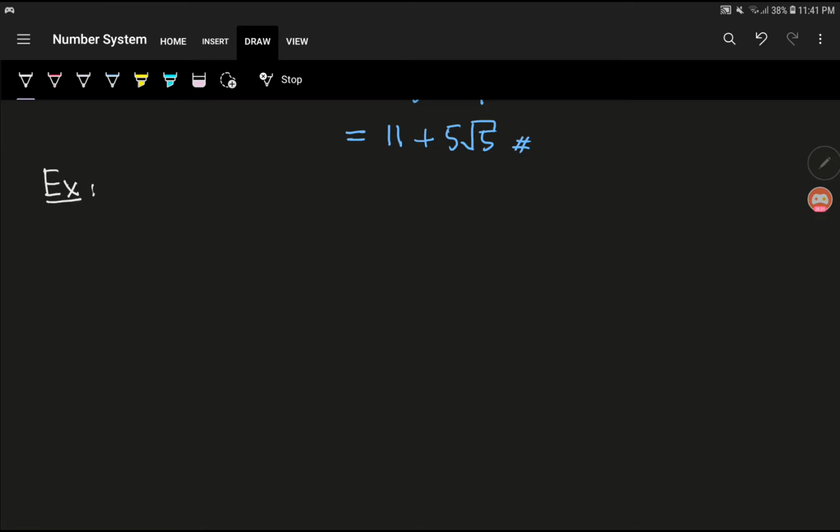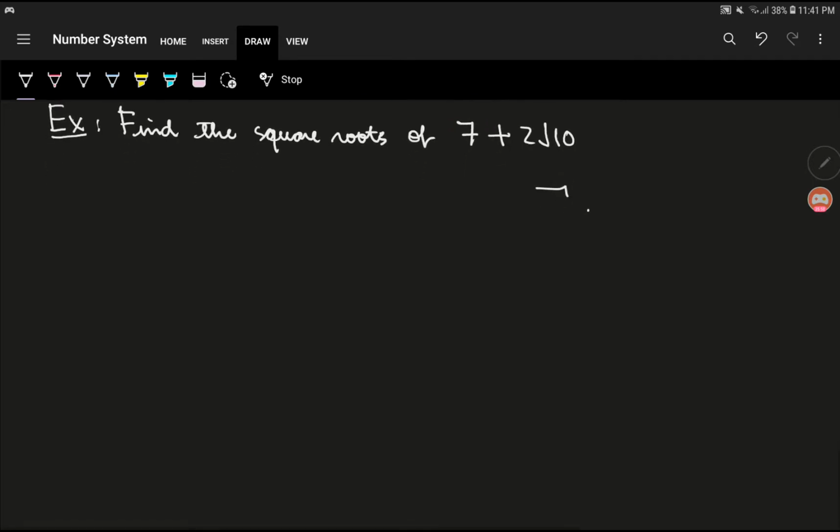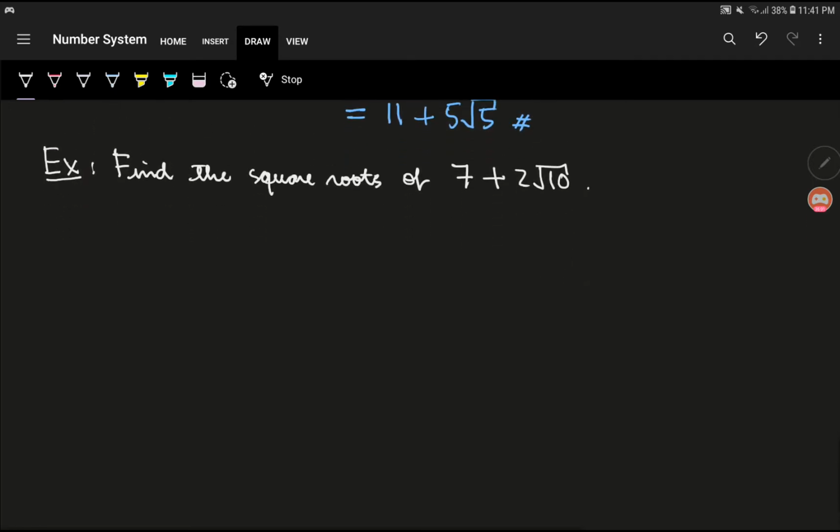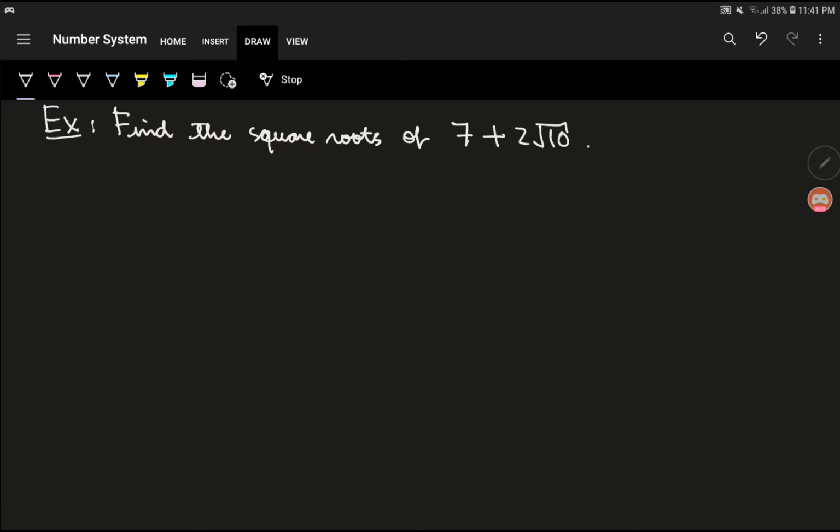Okay, so the last example is to find the square roots of 7 plus 2√10. So we have this example. Find the square root of 7 plus 2√10.